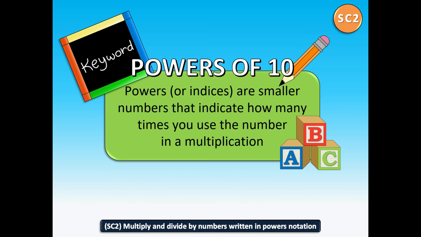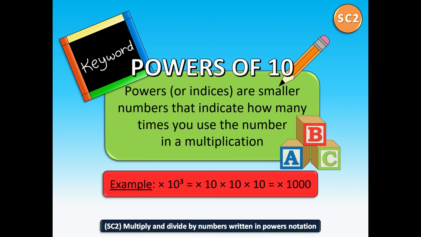So powers of 10 are powers or indices, smaller numbers that indicate how many times you use the number in a multiplication. So for instance, if we're timesing by 10 to the power of 3, that means we're timesing by 10 3 times, which is the same as timesing by 1000, because it has 3 zeros.